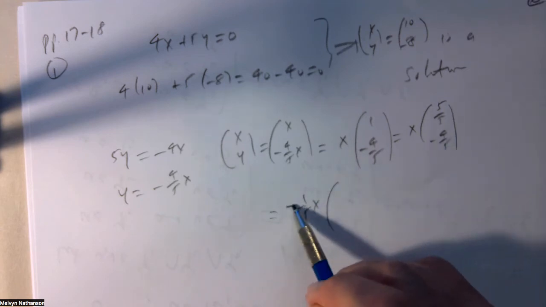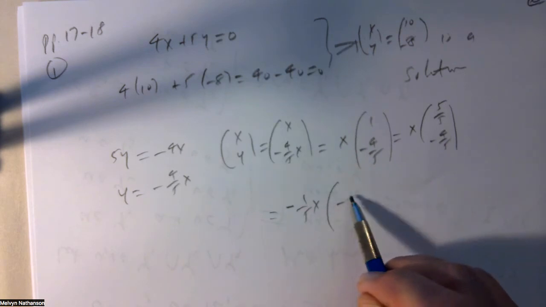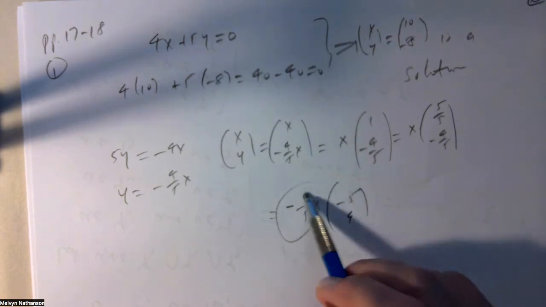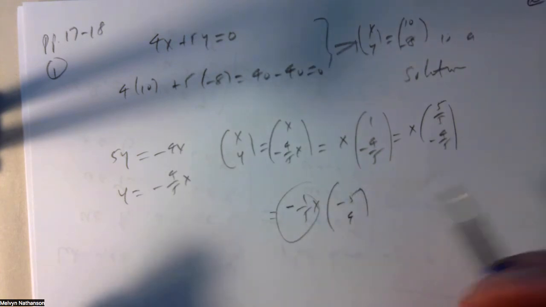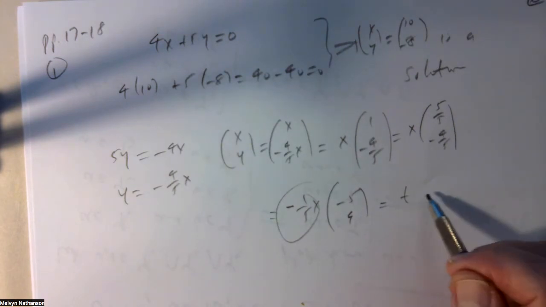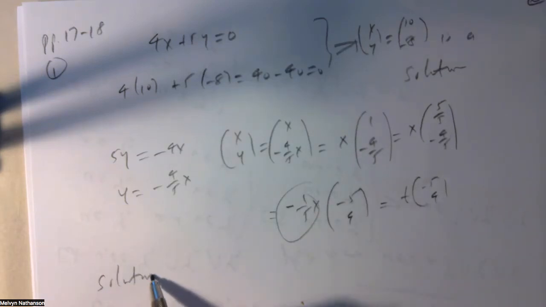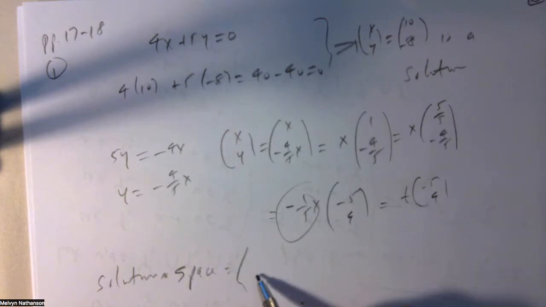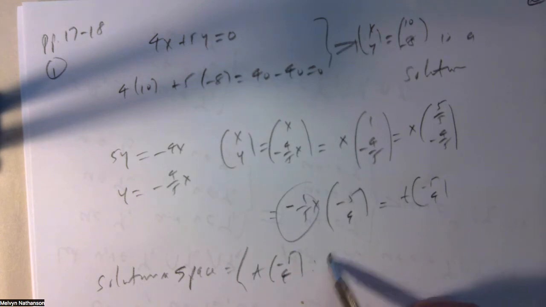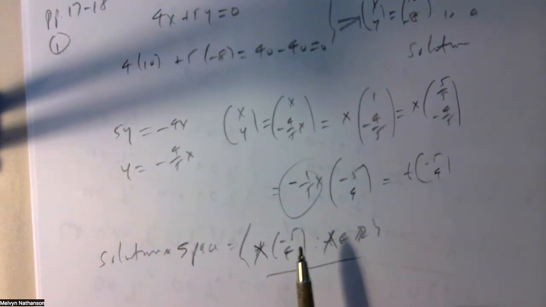I factor out minus 1/5. And that's minus 1/5 x times the vector (minus 5, 4). And minus 1/5 x just means any number, because any number can be written as minus 1/5 times something. So this is some vector, let's say t times (minus 5, 4). So the solution space is all scalar multiples, t times (minus 5, 4) for any t in R. Or if you don't want to use t, you can use the letter x. It doesn't matter what letter you use. And that's 5b.